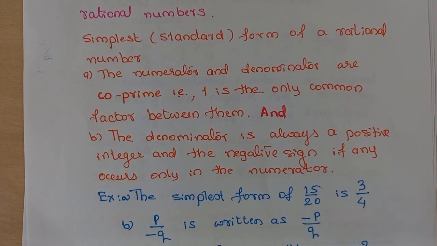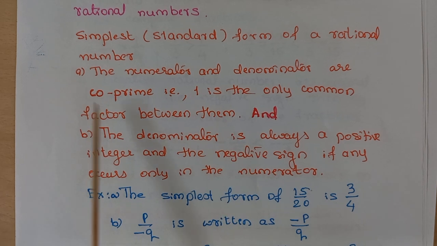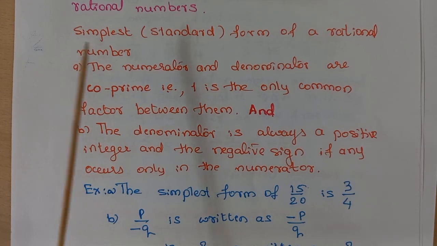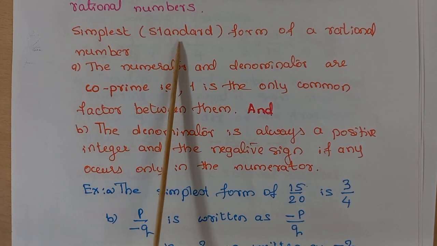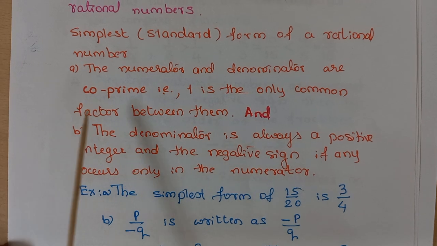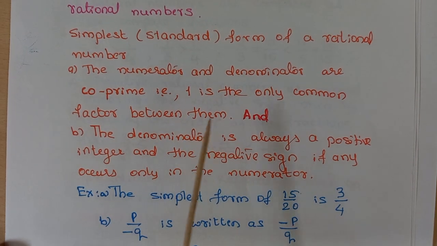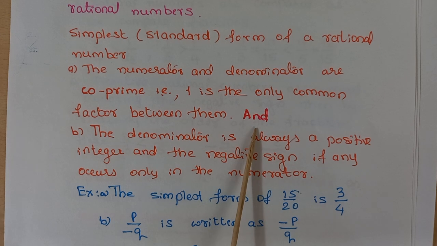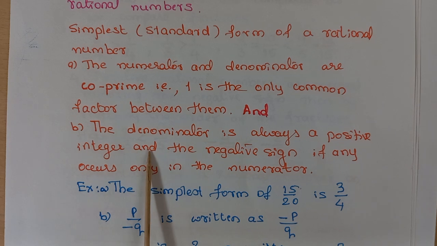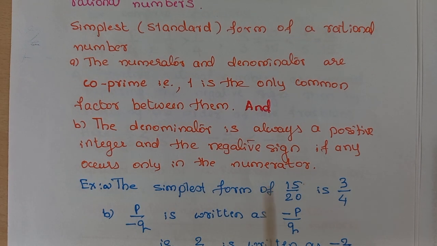Simplest or standard form of a rational number. The numerator and denominator are co-prime. When we say a rational number is in its simplest form, or standard form, or lowest form, the numerator and denominator are co-primes, that is, one is the only common factor between them, and there is one more condition. The denominator is always a positive integer and the negative sign, if any, occurs only in the numerator.